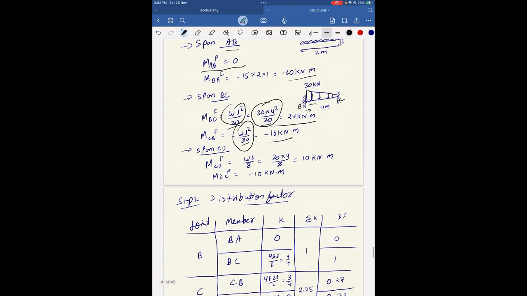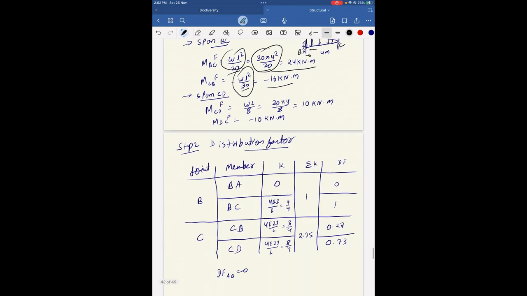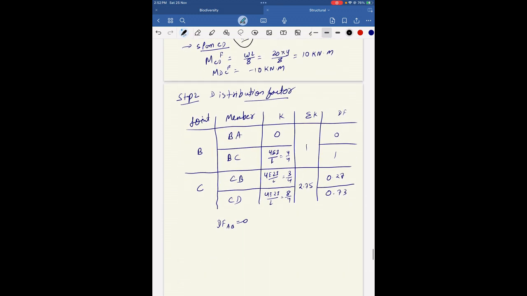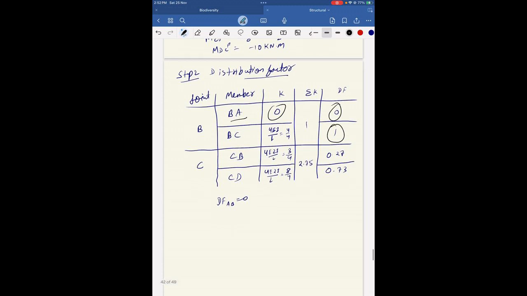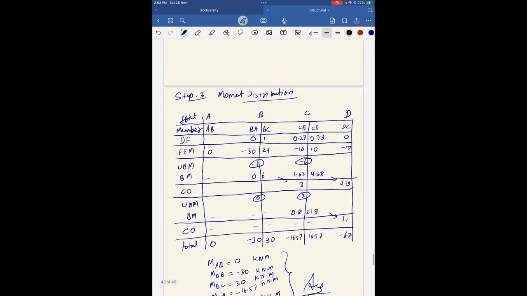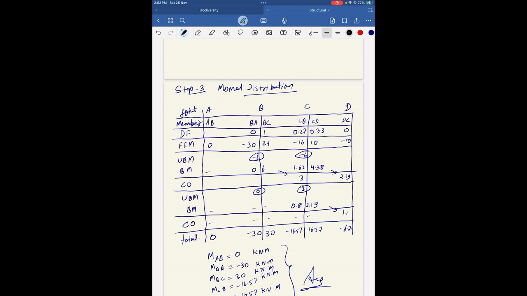For span CD it is quite similar to point load, and then we find the distribution factor. As A is open, the distribution factor of A is 0 and at the opposite end it is 1 because the sum of these two should be 1. And here for EI by L, I is 2I, so according to this we get the distribution factor. Then moment distribution: at AB, here BA distribution factor is 0 and 1, at C distribution factor is 0.27 and 0.73. Fixed moment we write all.